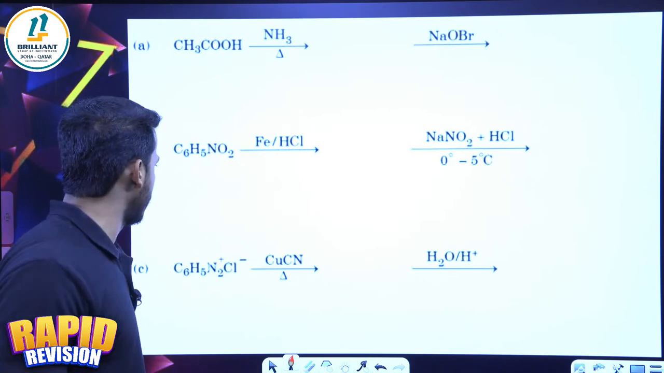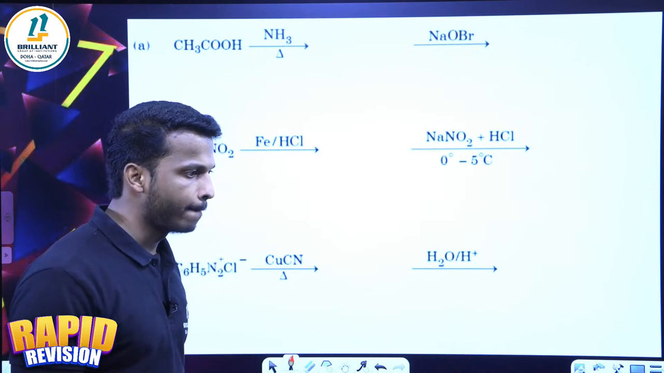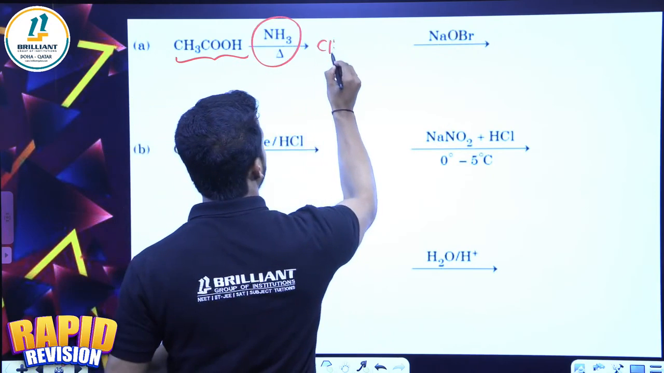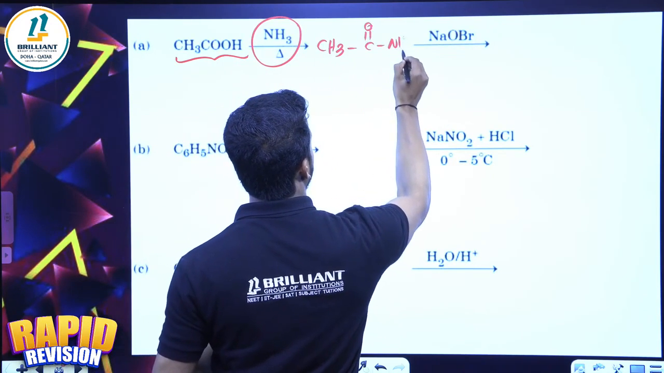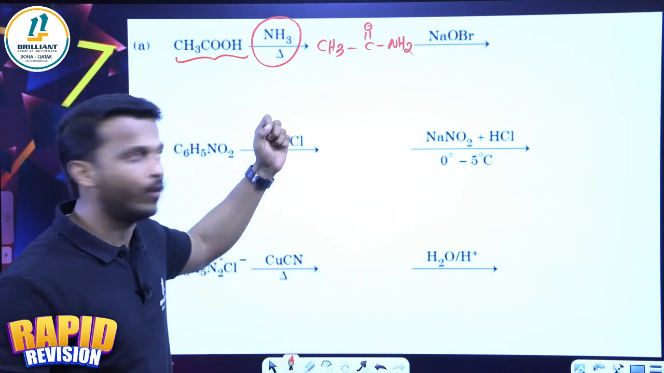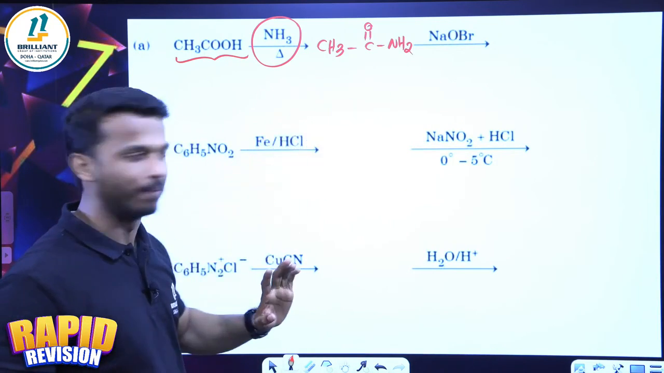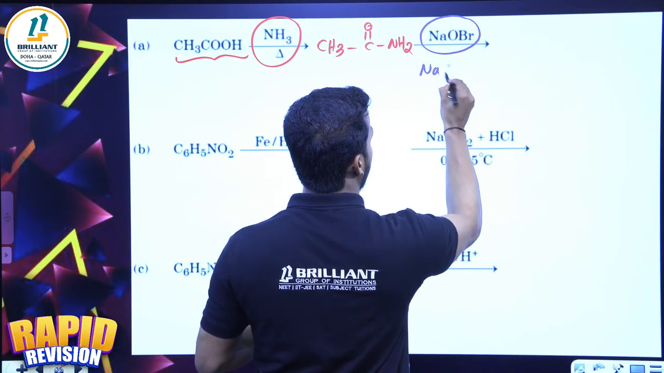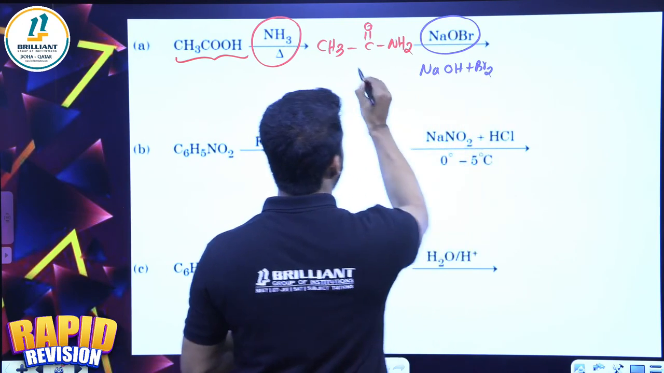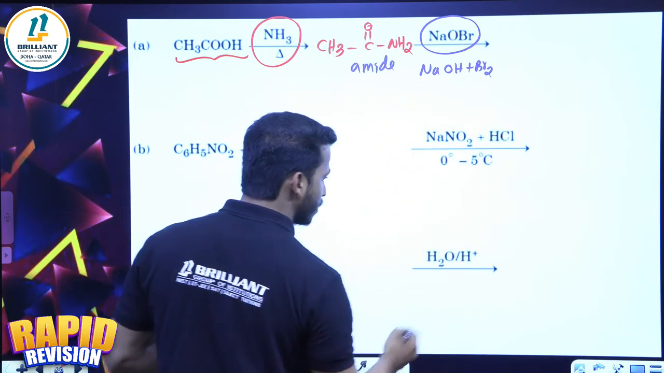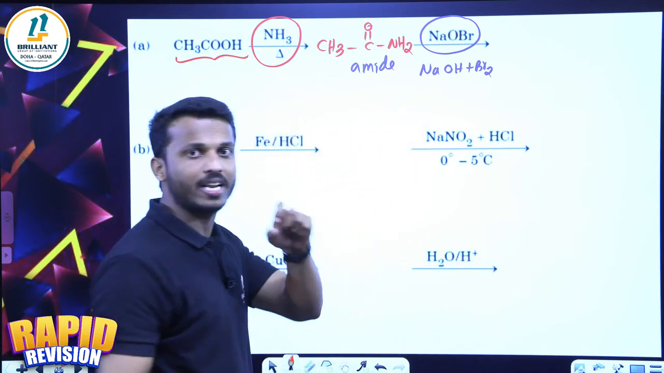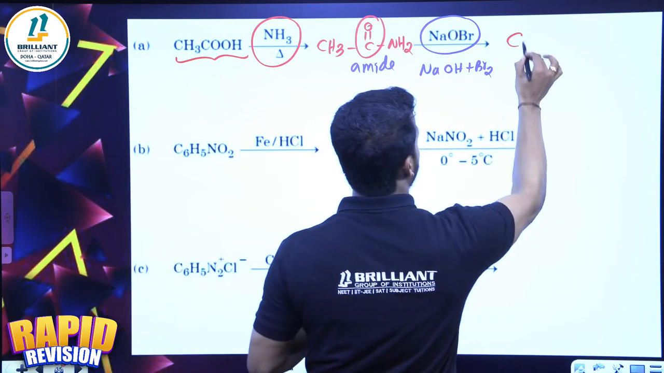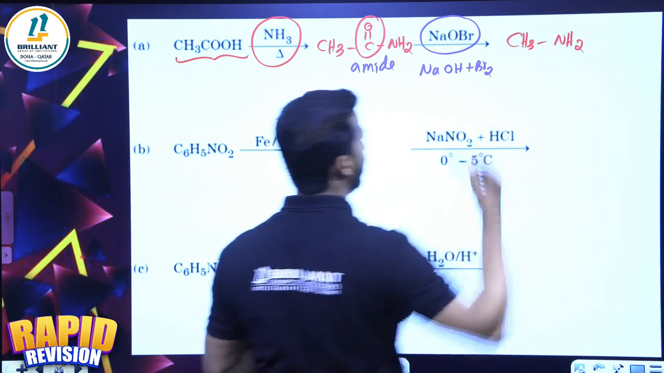These are clubbed questions, and most of them are from the amine chapter. This is a carboxylic acid. When heated with ammonia, it will give you what? Amide. With 2 carbons in the acid, ethanoic acid gives ethanamide. And what is NaOBr? It is the mix of NaOH and Br2. The amide is treated with bromine and NaOH. What is the reaction? Hofmann bromamide degradation. Remove the CO group, and you get CH3NH2, methanamine, as the product.